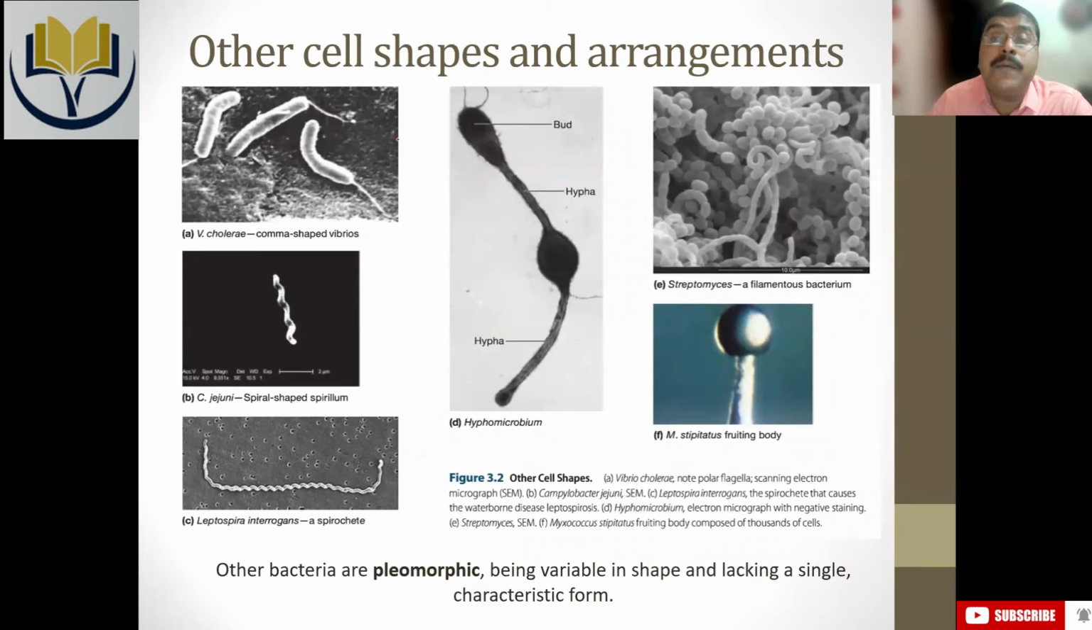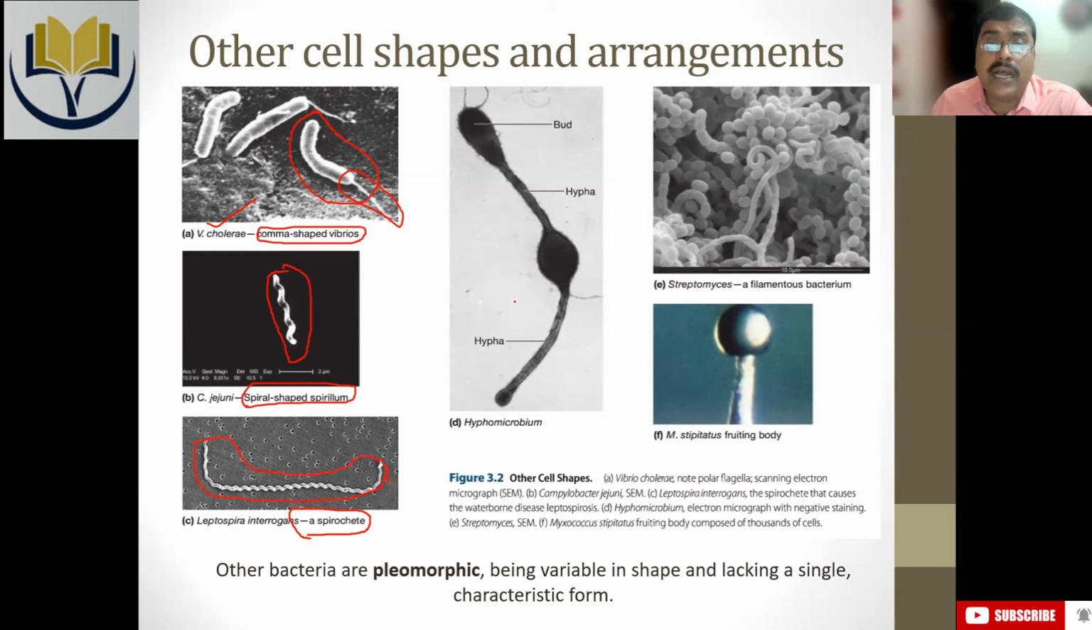Some other shapes are also predominant. We generally know the comma-shaped bacteria, which is Vibrio cholerae. Just look at their structure. They look like a comma shape. They have a tail that is known as flagella. We will discuss all these organelle structures later, but apparently they look like a comma-shaped structure. Spiral-shaped, Spirillum. So these are spiral-shaped bacteria. This is a spirochete, a long spiral-shaped bacteria.